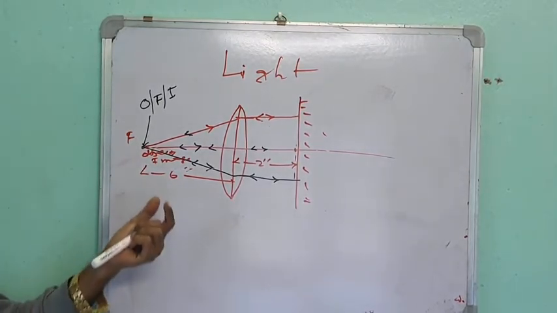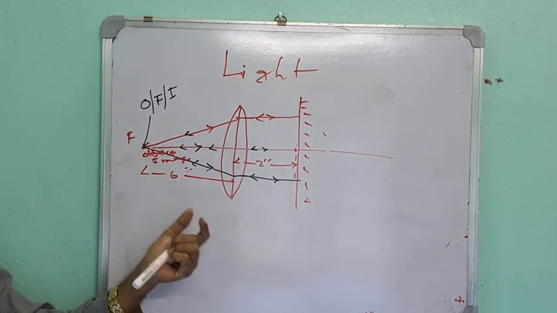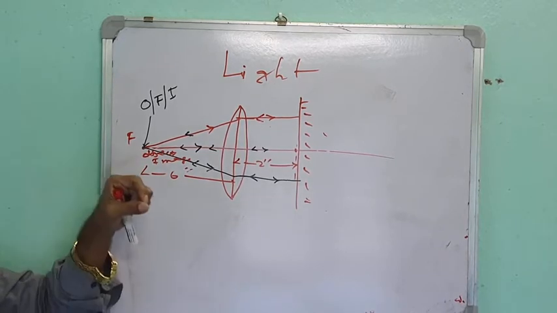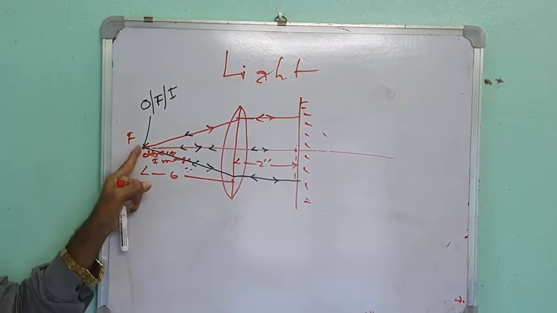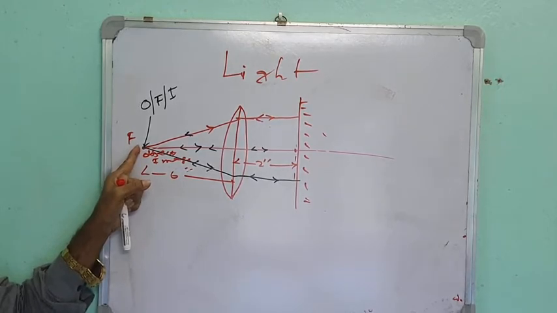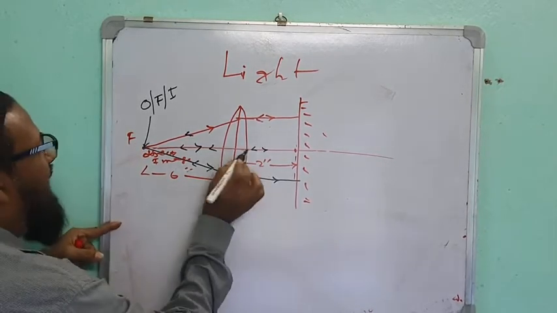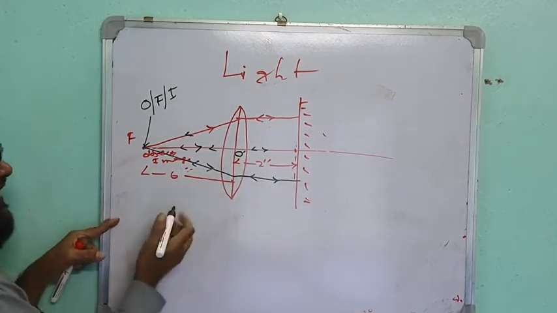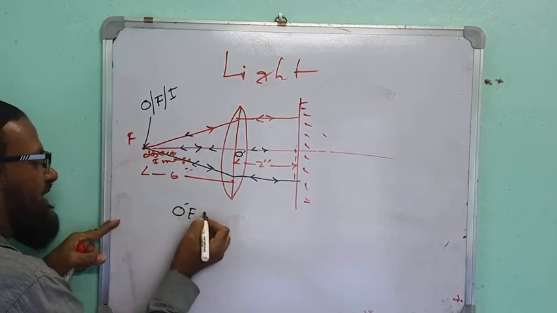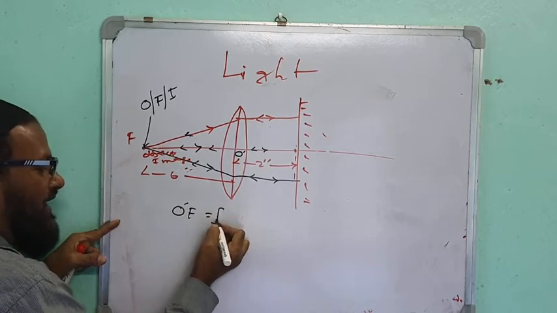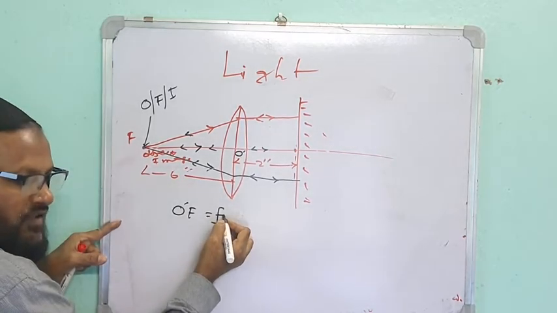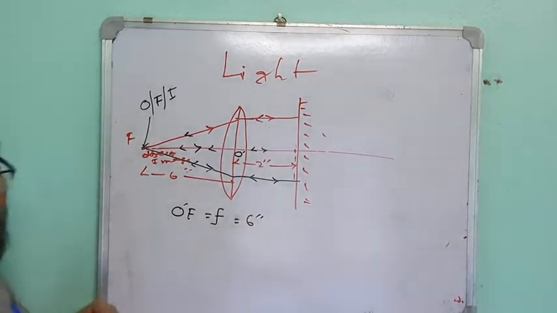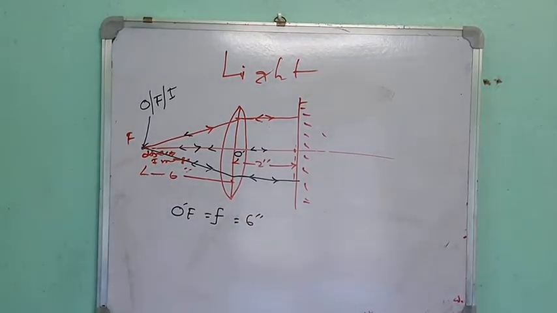Our question is coincidence. Coincidence means object and image will be on the same point. And another point, what is this? This is the focus. Since it is the focus, I am taking this point as O dash, the optical center. O dash is, this is the focal length. Focal length of which? Lens. So this is the sixth. First answer: this is the sixth.